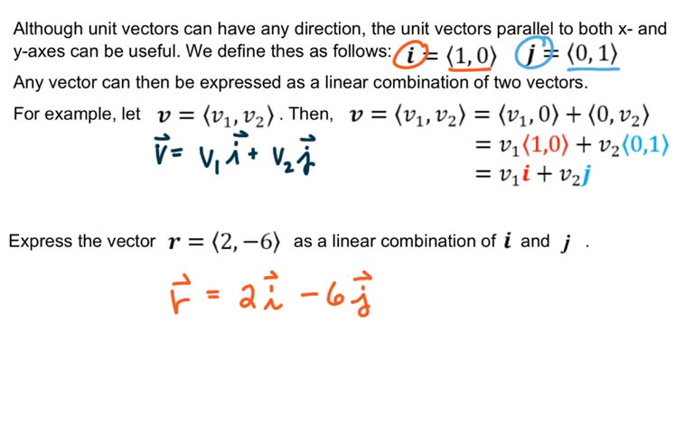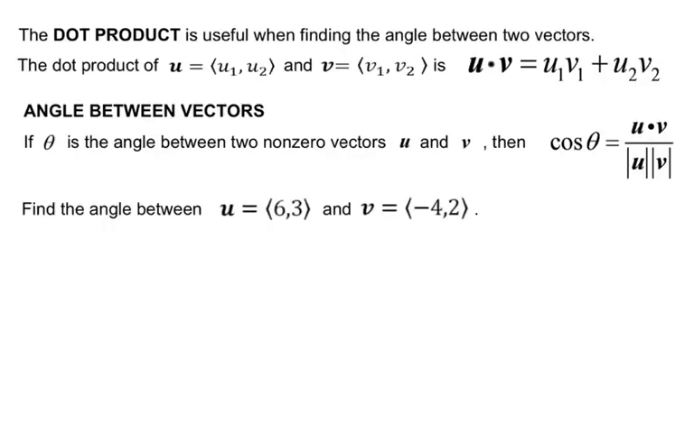-6 vertical units. So this is just a different notation for vectors. We have one other property or operation that we apply to vectors, and it's useful for finding the angle between two vectors. That's the dot product. The dot product is useful to find the angle between two vectors. We have a formula that we're going to talk about in a minute, but in order to use the formula, we need to know what the dot product is.